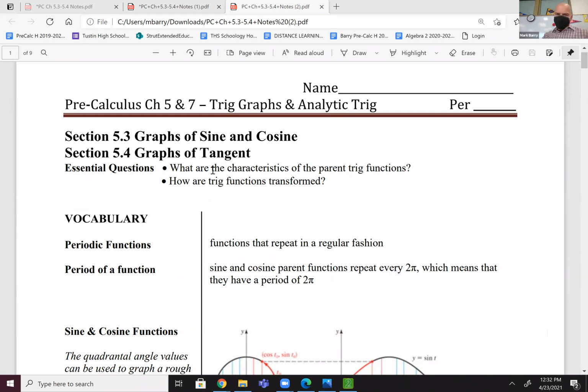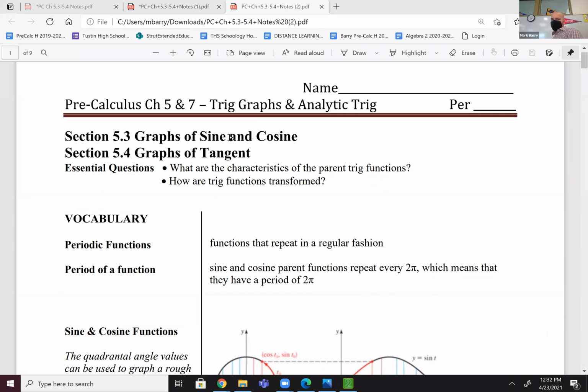Okay, so we're going to start off today graphing sine, cosine. Next week, we'll graph tangent. I'll tell you right now, you can also graph secant, cosecant, and cotangent. We're not going to do that because we don't have enough time this year, but it is possible, okay?